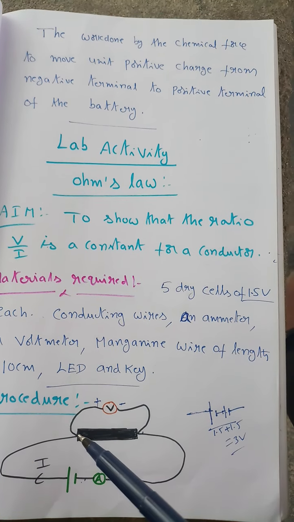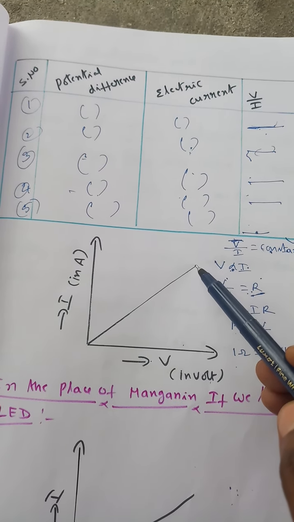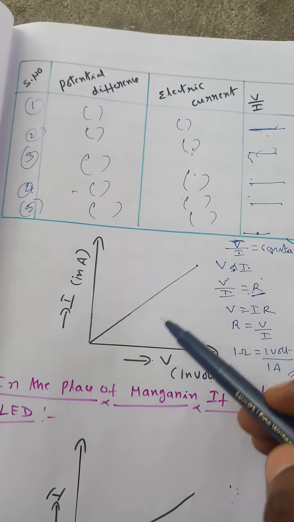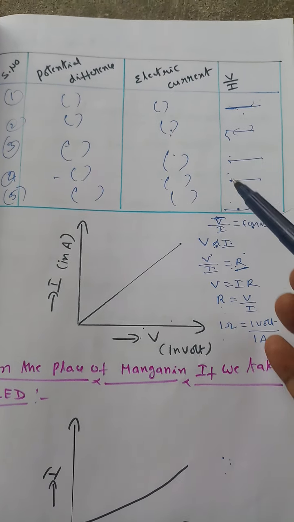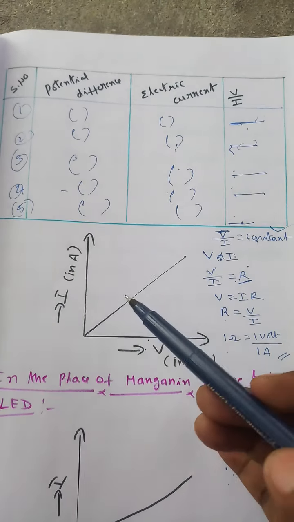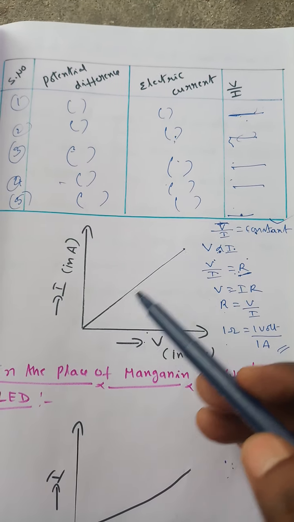If we draw the graph between potential difference and electric current values, we get a graph in straight line form in this way. This straight line graph indicates that these two physical quantities are directly proportional. So here we proved that V by I is equal to a constant. That means we verified Ohm's law, V by I equals constant, from the tabular form and from the graph also.